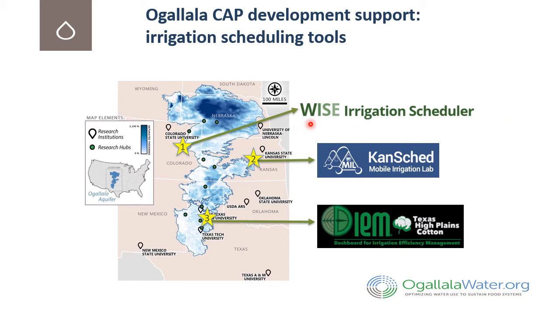The first one is WISE at Colorado State University, CanSched, which is being developed at Kansas State University, and DIEM, Dashboard for Irrigation Efficiency Management, developed at Texas A&M. And these all use the water balance method and weather data.